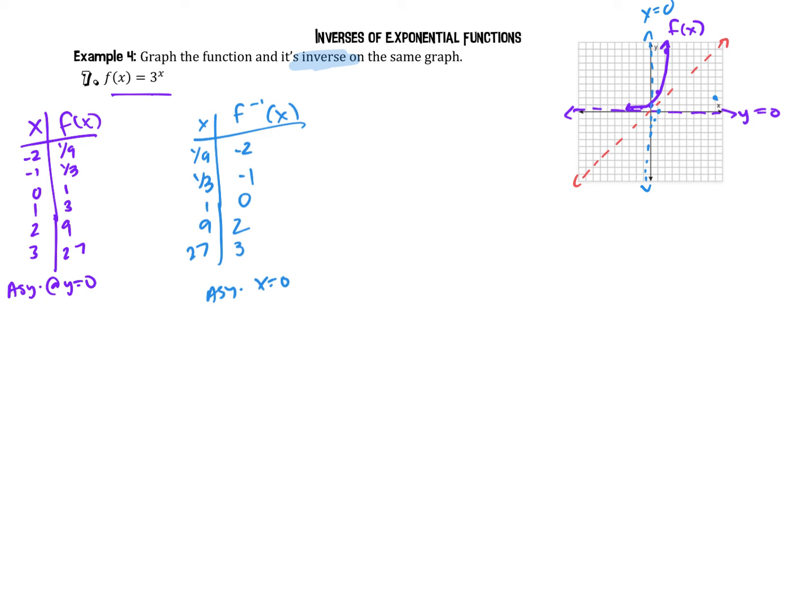Because the domain and the range are switching. And when I connect, I'm going to make sure that my graph is getting really, really close to this x equals 0, but it's not crossing over it. So there we have our sketch.